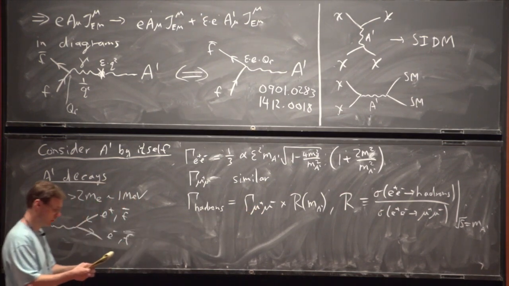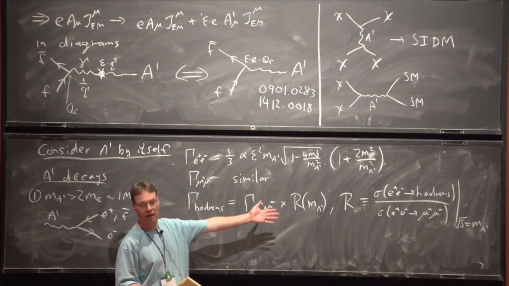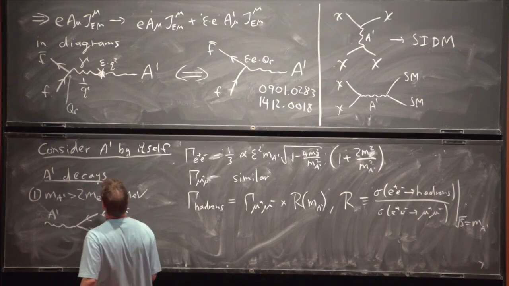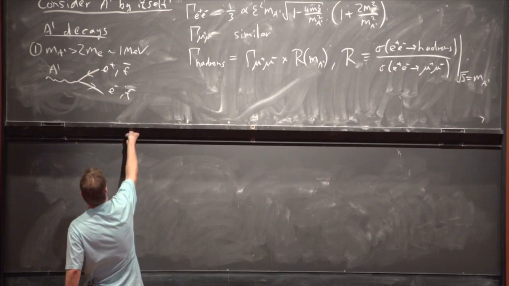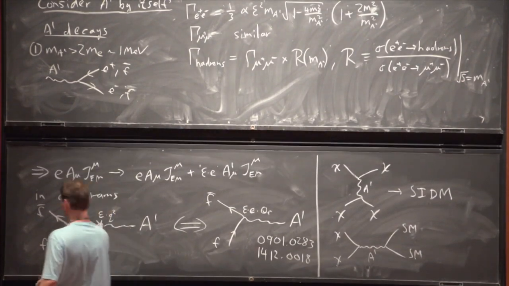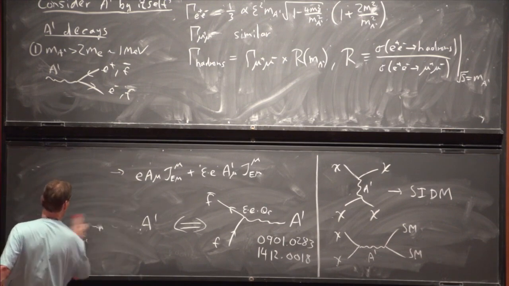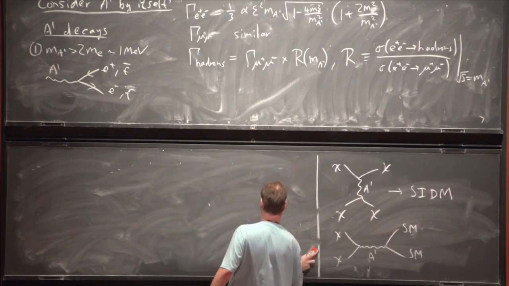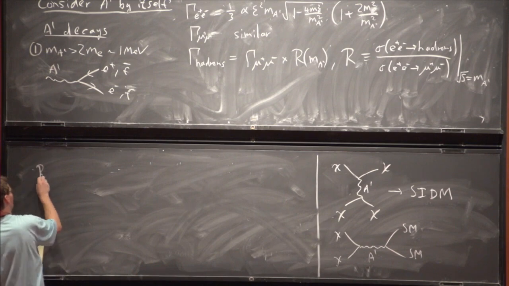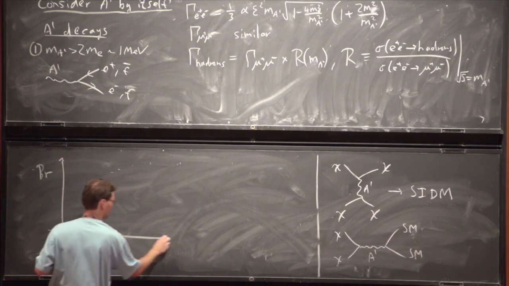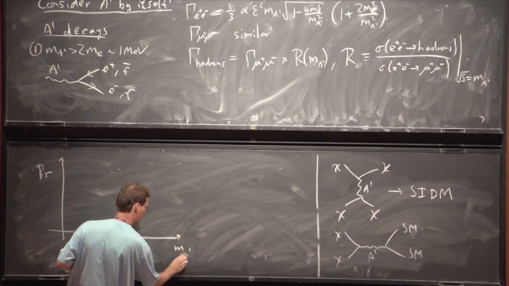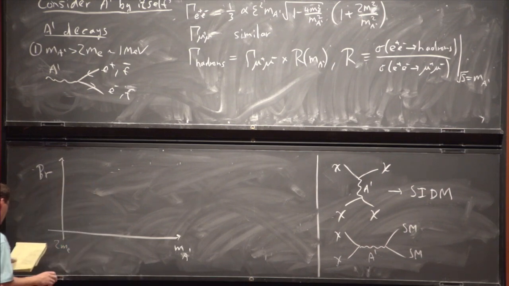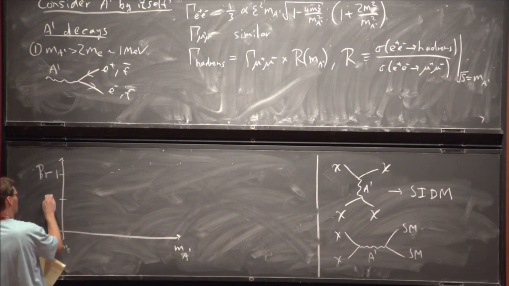But that's a standard thing. So now we can just use data basically to get the whole decay width. And then what the branching ratio looks like is the following. So we have the branching ratio as a function of the dark photon mass. Again, we care about the light stuff, so let's focus on the low masses. Let's take it to be above 2 m_e. We'll get to the other regime in a second. Let's make this 1 and this 1/2.